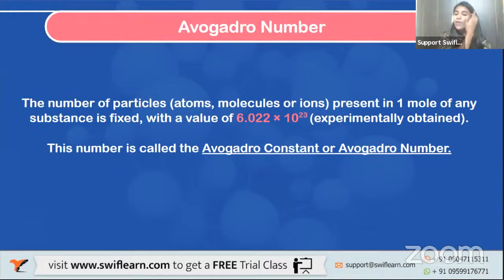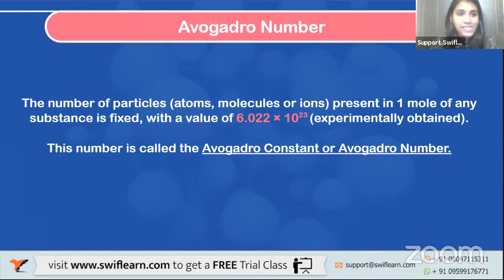Now this 6.022 into 10 raised to 23 is fixed. It never changes. If I take 1 mole of hydrogen, it will have the same 6.022 into 10 raised to 23. If I take 1 mole of gold, it will also have 6.022 into 10 raised to 23. Since it is a fixed value, we can refer to it as a constant.